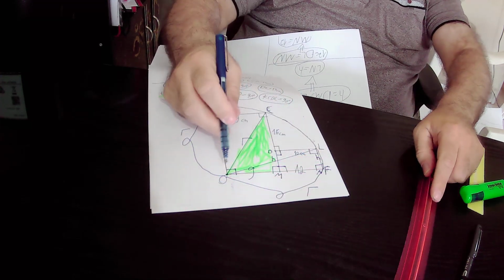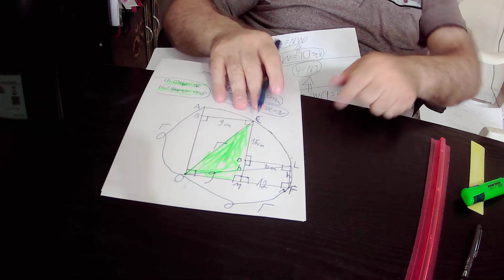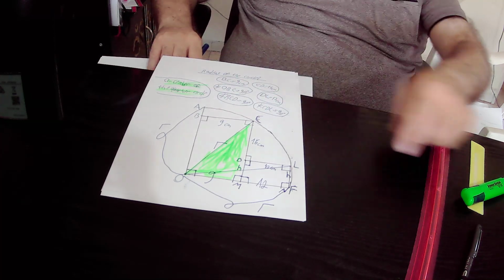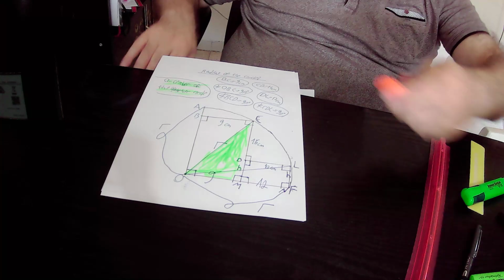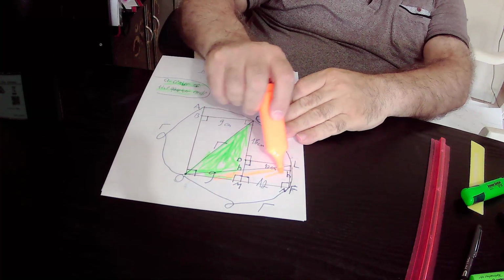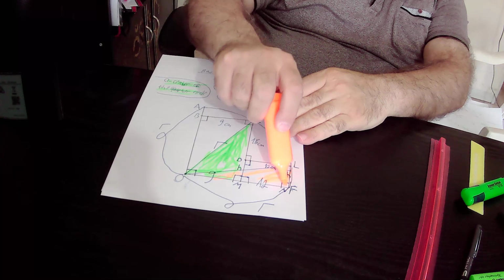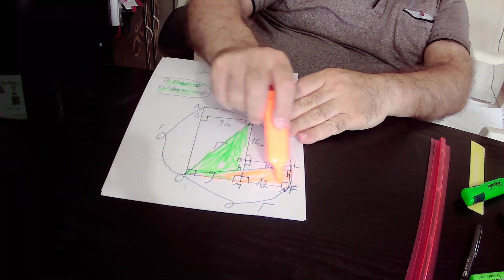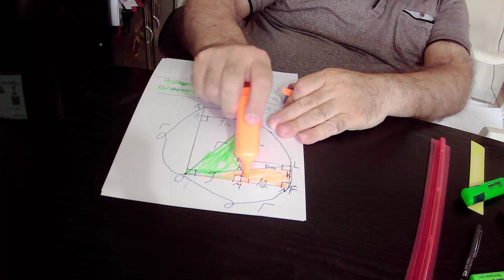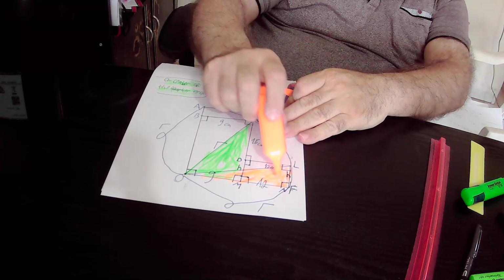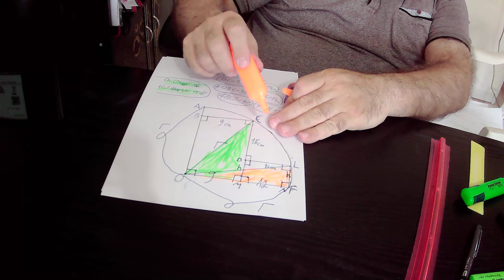By joining points O and L by a straight line, we created the right triangle, triangle OLN. So this green orange triangle, triangle OLN, is the right triangle because this angle equals 90 degrees according to our construction, angle LNO.